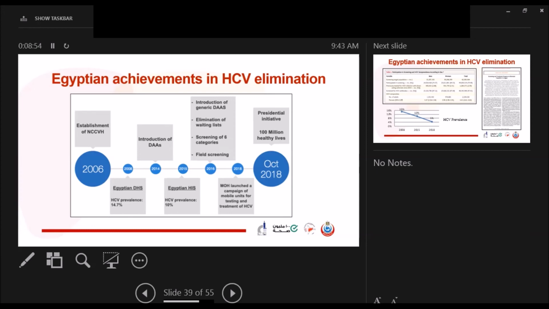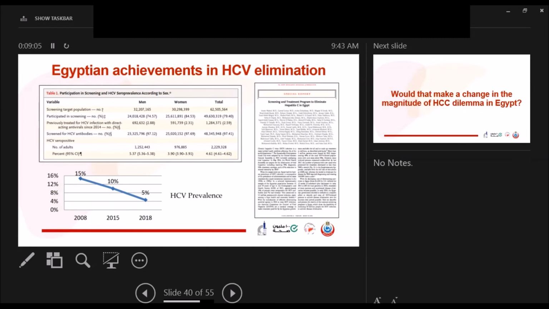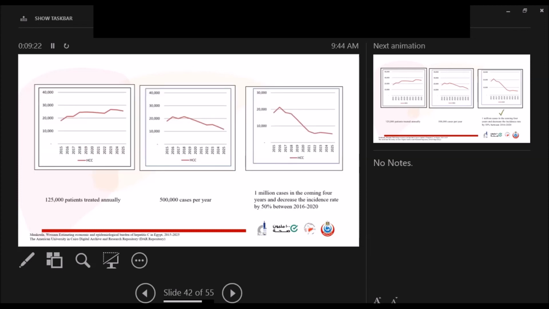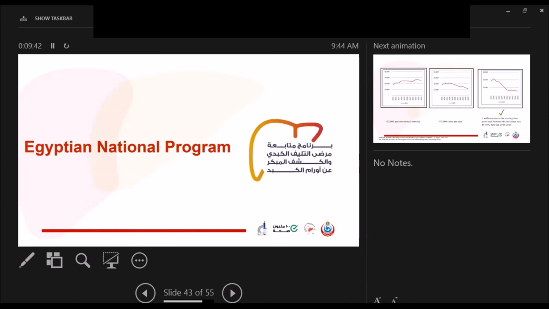The Egyptian program passed through many stages, starting from 2006, ending with the national mass screening campaign in 2018, which succeeded in screening more than 49 million, and detected that the HCV prevalence is decreasing. Would this program and mass treatment of patients change the magnitude of the HCC dilemma in Egypt? Yes, according to predictive studies, one of them done in 2016, it was concluded that if we treat 1 million cases, the incidence will decrease by 2025, and we have managed more than 1 million cases starting from 2010, so I hope that we are on a good track.